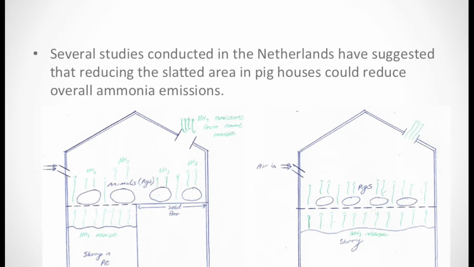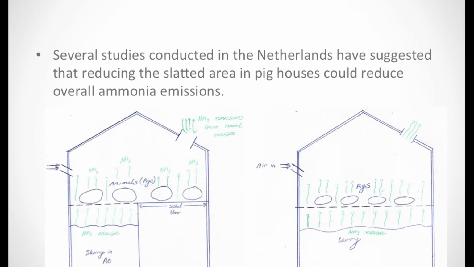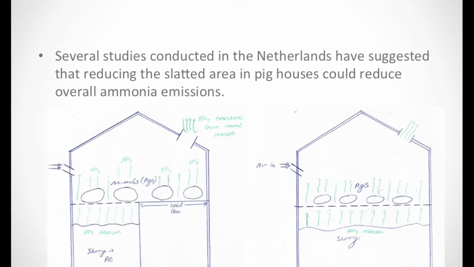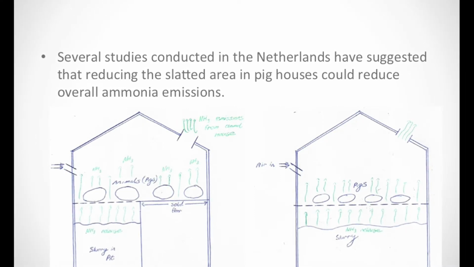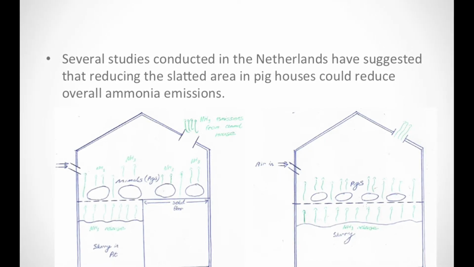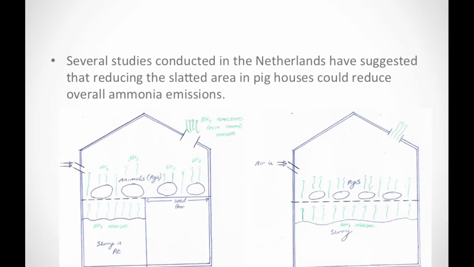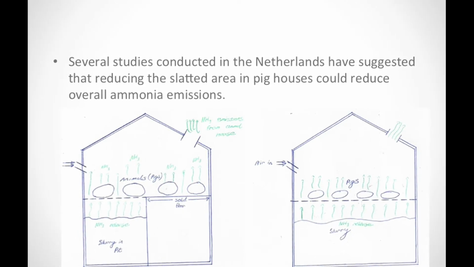The diagram below further emphasises this point, that by reducing the emitting area of the pit in the partially slatted design drawn on the left, overall ammonia emissions are reduced. Therefore, in order to reduce the overall ammonia emissions and effect on the environment from a pig building, the slatted area must be kept to a minimum as shown in the diagram.